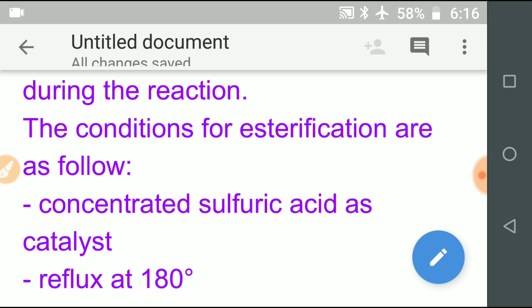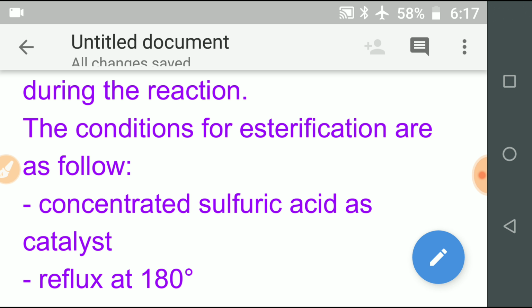Now let us discuss the equation: CH3COOH, which is a carboxylic acid, and ethanol CH3CH2OH, in the presence of H2SO4 or sulfuric acid and a temperature of 180 degrees, gives rise to methyl propanoate, CH3C(=O)OCH2 plus H2O. So this is one of the esters.